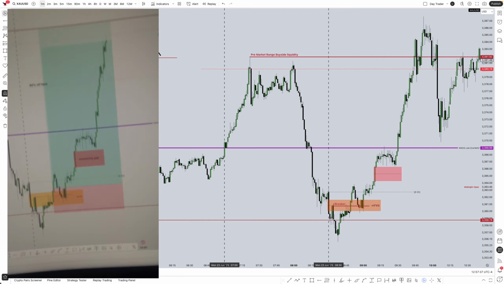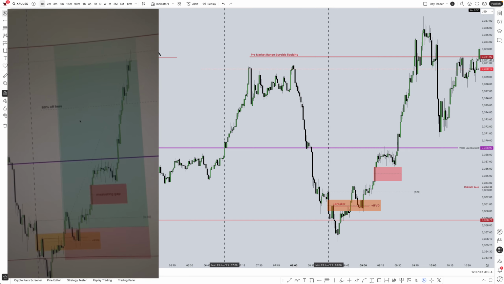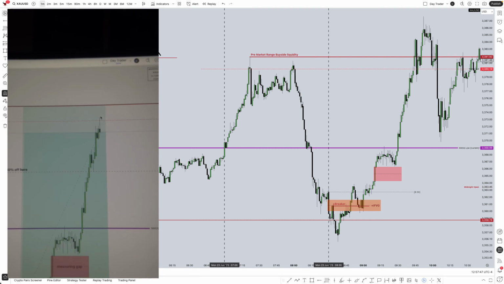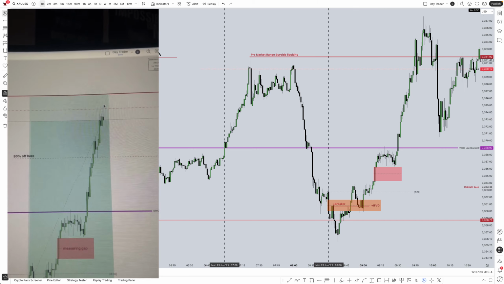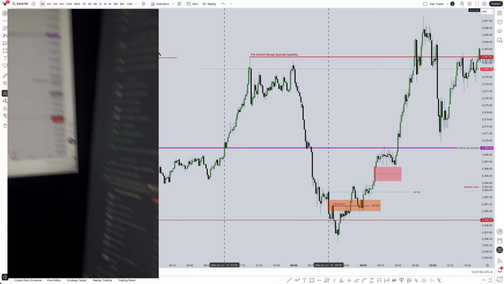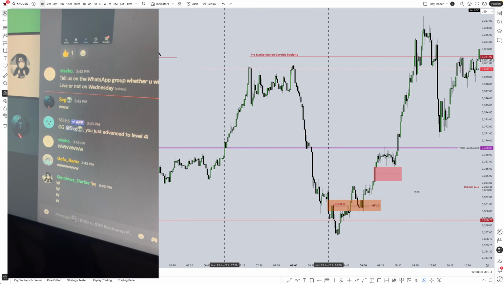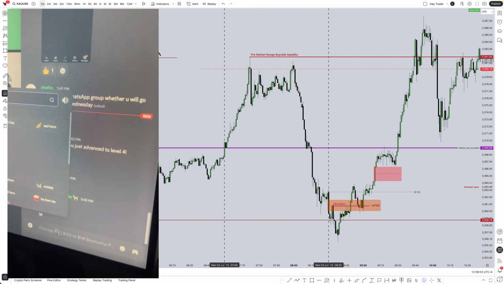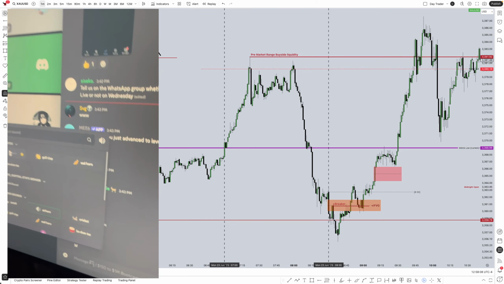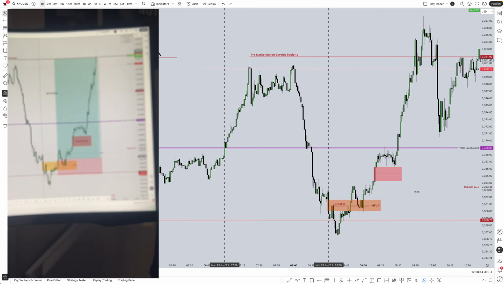I already took some partials off here, and now we're about to hit take profit, right? Let's go. Beautiful trade. $1 million model. Take profit hits. Let's go.